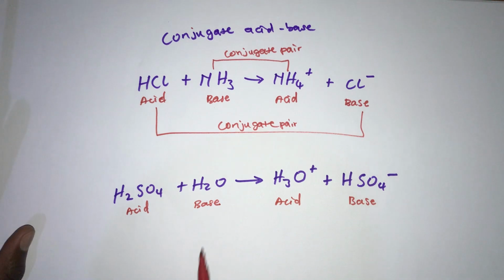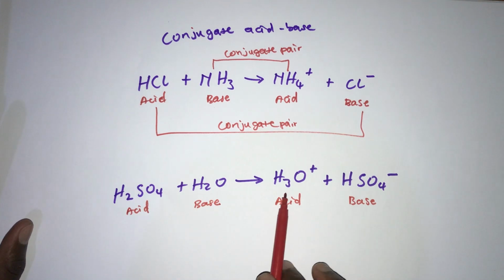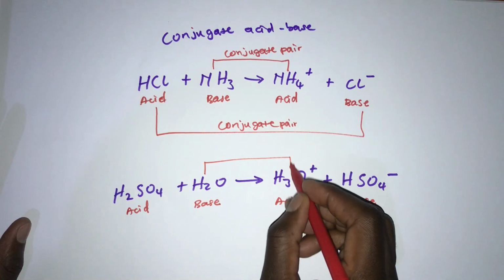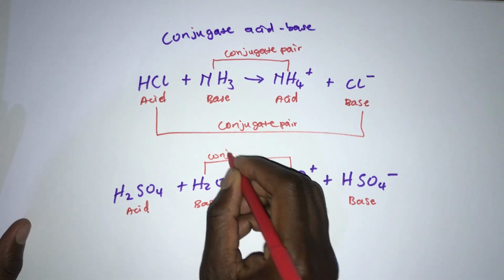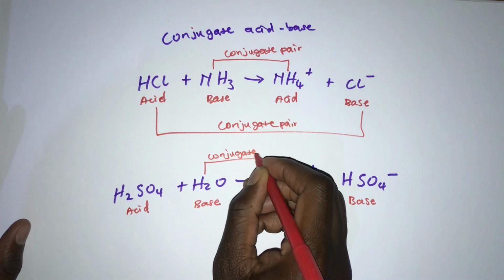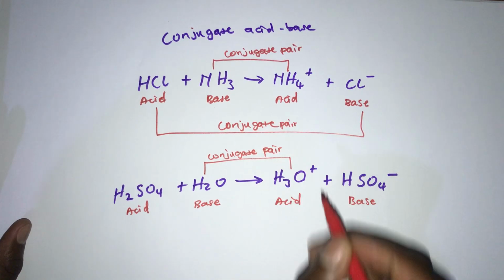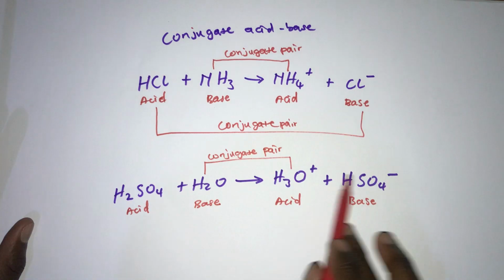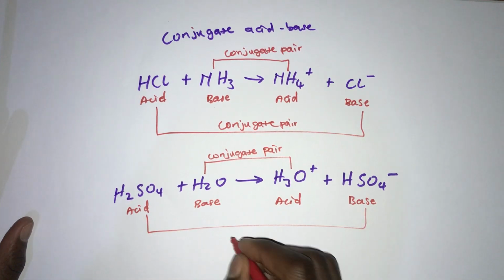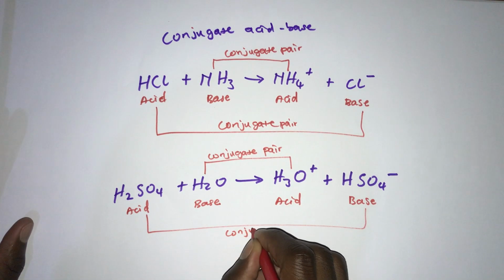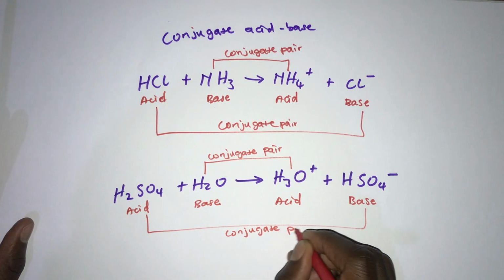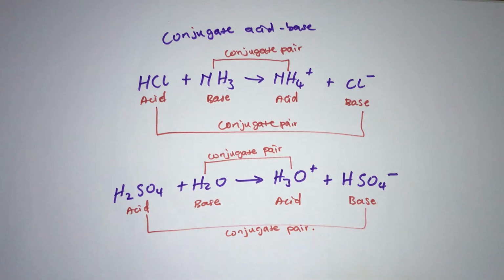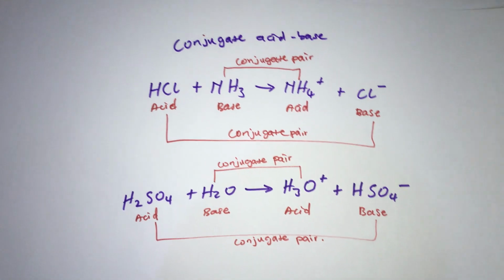So now let's check. This one was a base, it became an acid. So this one is a conjugate pair of this one. These ones are conjugate pairs. So this one was an acid, it became a base, it's a conjugate pair of this one. So these ones are conjugate pairs. Just like that. That's how it works. So now we can go back to our questions. This is what I wanted to explain.